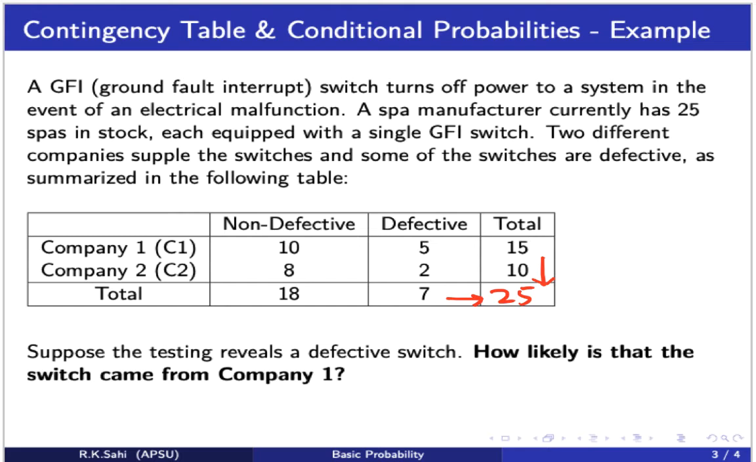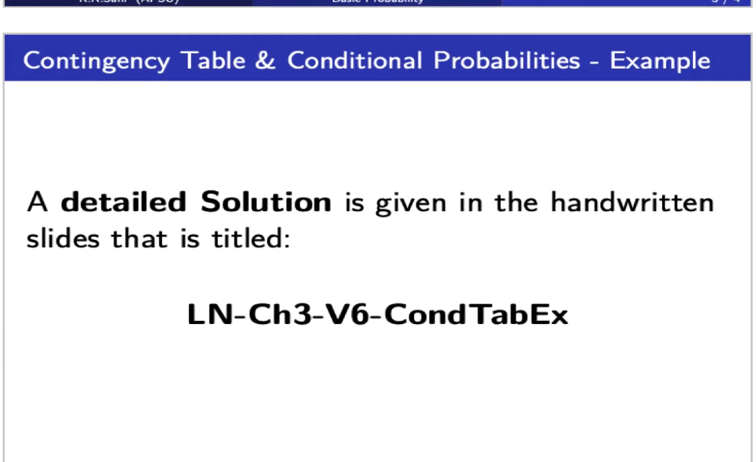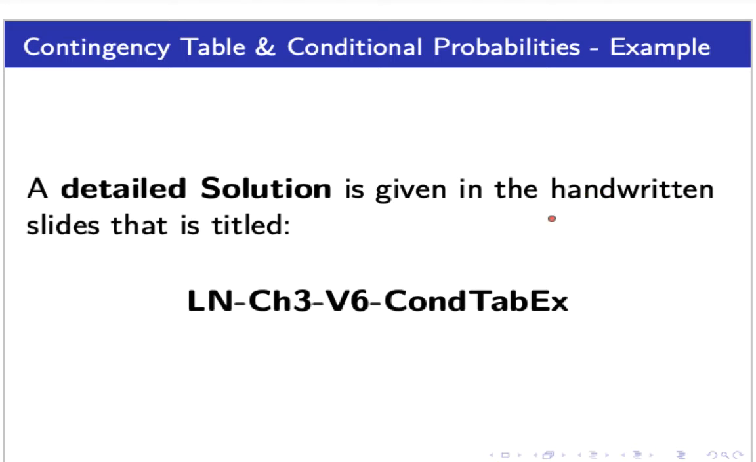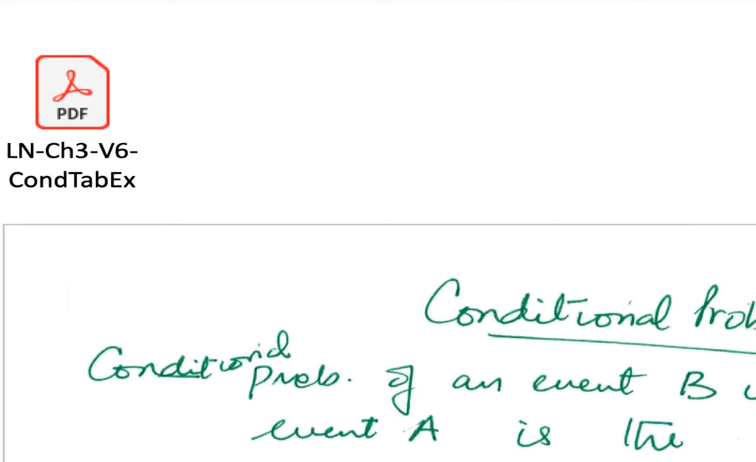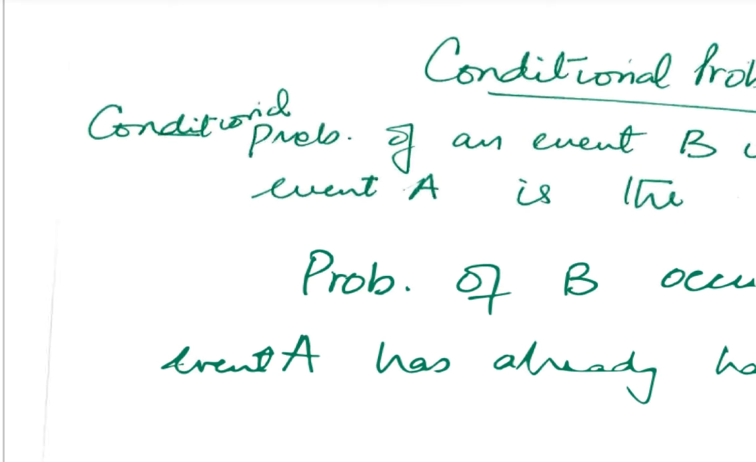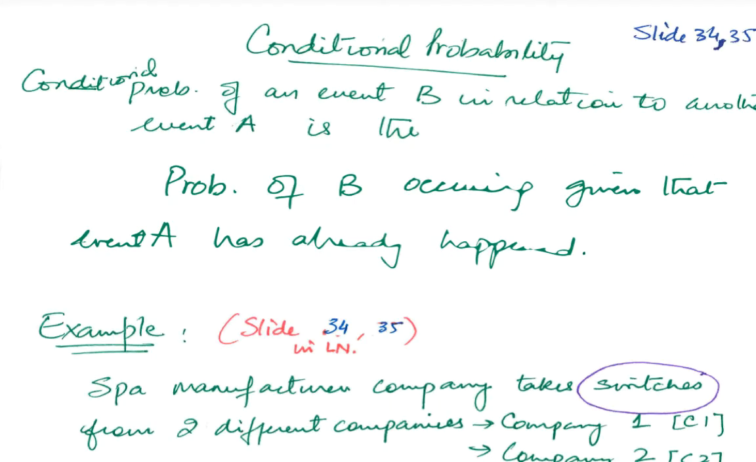What I have done here, guys, is I have given a detailed solution in my handwritten slides, which is titled Lecture Note Chapter 3, V6 Conditional Table Example. And I have posted it on my D2L shell too. Okay, so let's go ahead and look at this problem. Let me just zoom out a little bit more so we have the big picture. Okay, so over here, the conditional probabilities. Let me just remove this, we do not need it.